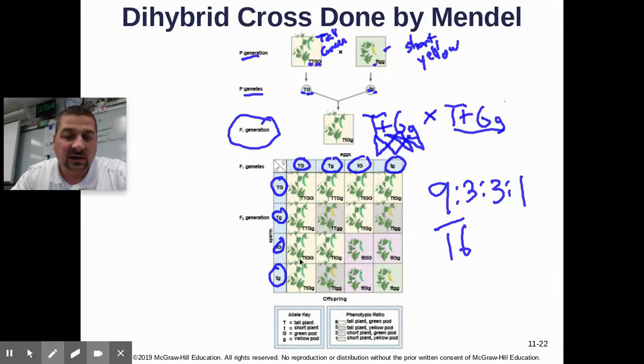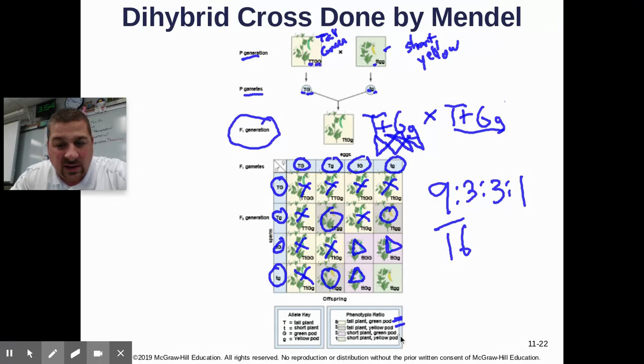So if you look here, 1, 2, 3, 4, 5, 6, 7, 8, 9. On the yellow background, 9 of them are tall and green. And then 3 are tall with yellow. And then 3 are short with green. And then you've got a 1/16th chance that your plant would be recessive for both traits.